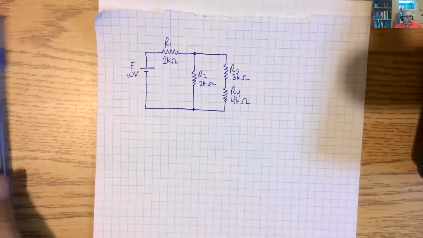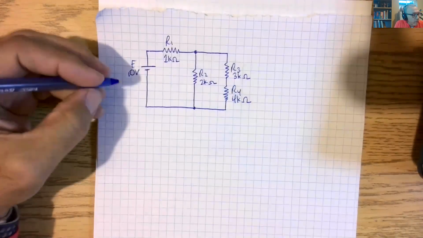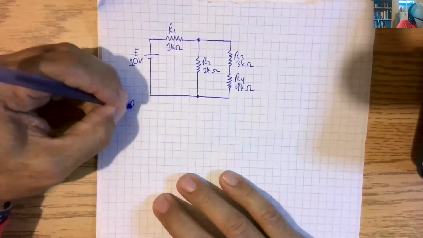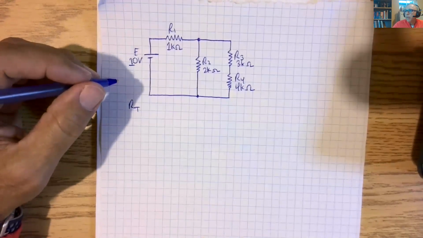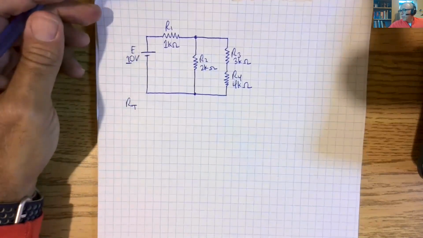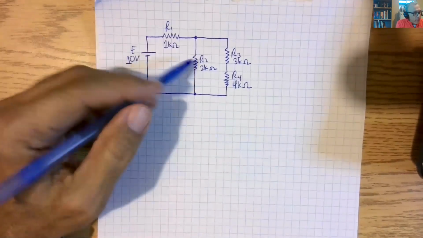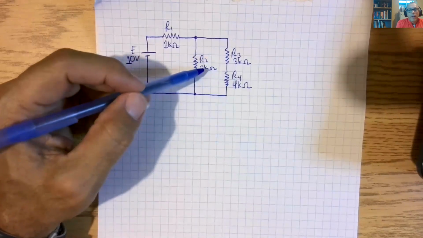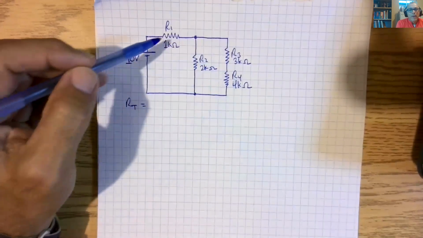So we have these values, 10 volts, 1K, 2K, 3K, 4K. All right? So RT. RT is equal to, if you remember what we wrote, these two are in series in parallel with this. So R3 and R4 are in series in parallel with R2. Okay? And all of this together is in series with R1.